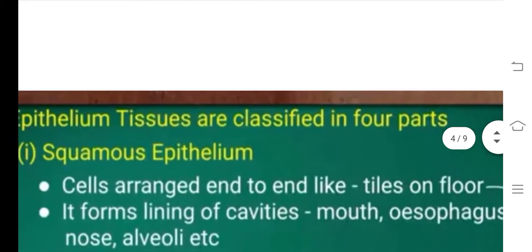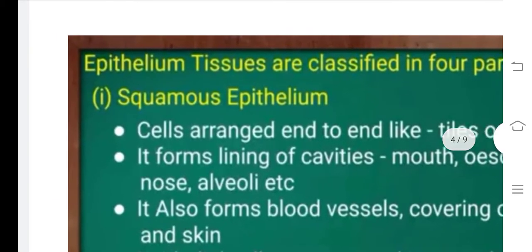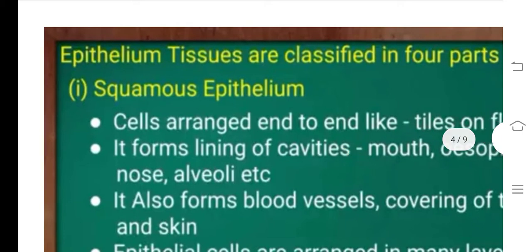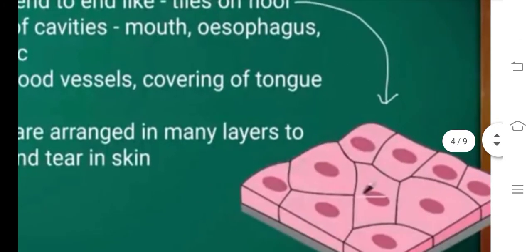Now let us understand one by one. Animal tissues are classified into four different types. One is squamous epithelial tissue. On what basis have we classified, ma? So based on what? Tell me. Based on the shape. See here, observe carefully the diagram, children. How does it look? It looks like a square.